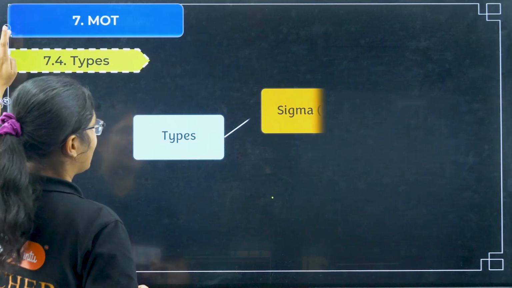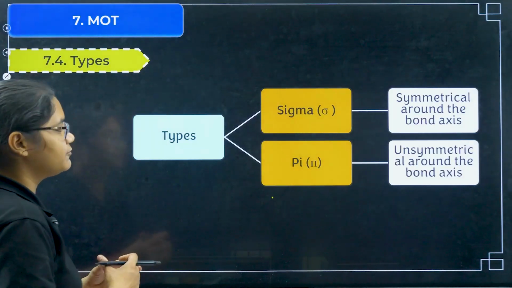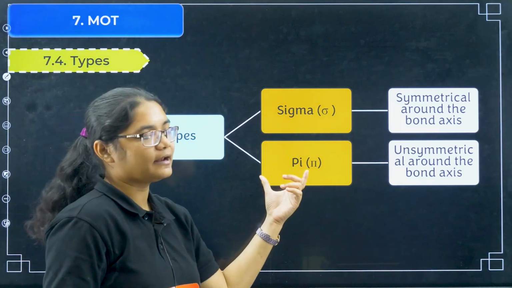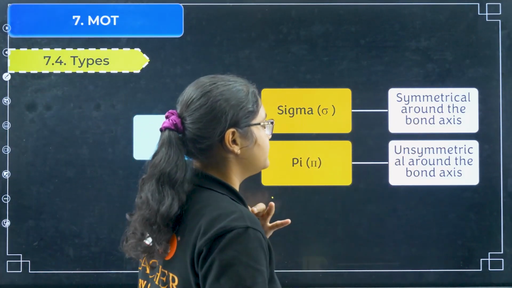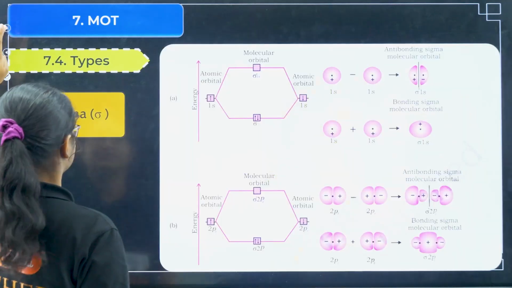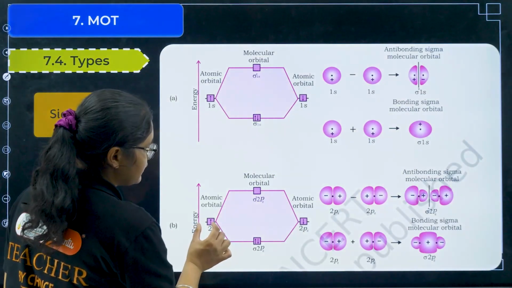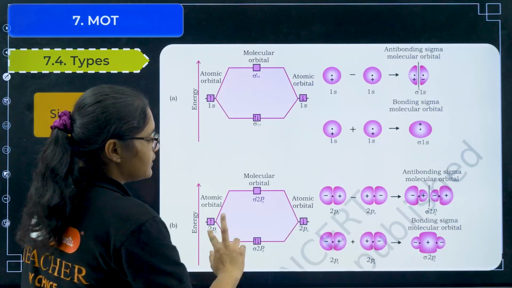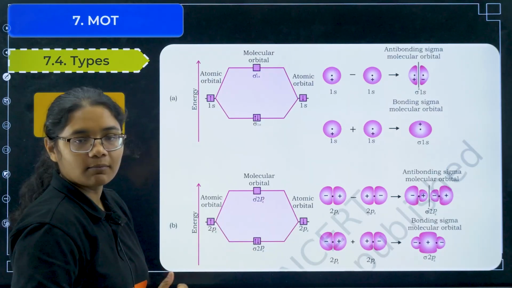Okay, so the types of bonds formed, one is your sigma bond and another is your pi bond. Sigma bonds are symmetrical around the bond axis and the pi bonds will be unsymmetrical around the bonding axis. I can show you like this here. So if you see, for example, 2pz and 2pz, these two will combine to give you one sigma bond and one sigma star bond orbital.